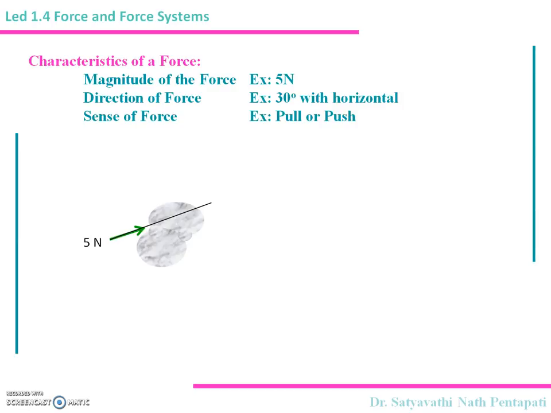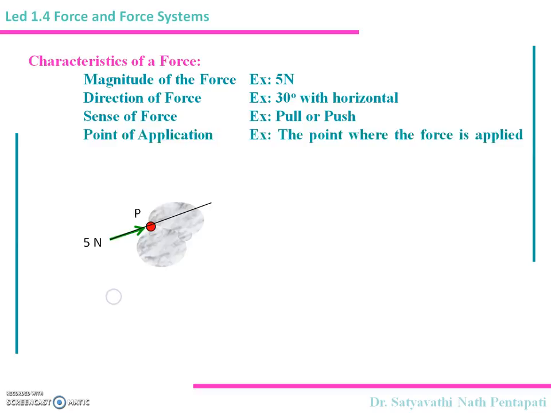Another important thing you must know to predict the effect of the force on the body is the point of application. Exactly where you are applying this force on the object. If you know all these four characteristics of the force, then you can easily predict the effect that is going to take place on the object. Here we are mentioning that for force, we must tell magnitude and direction. That is why we can say that force is a vector quantity.